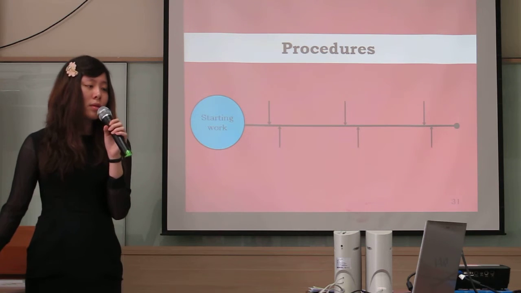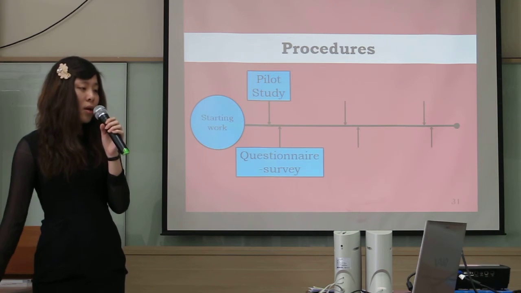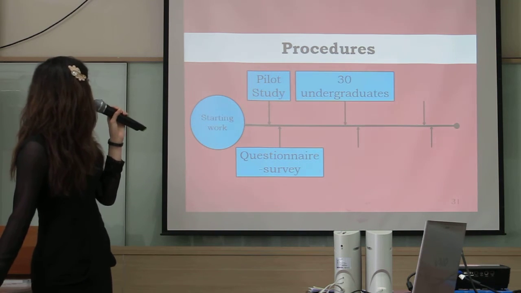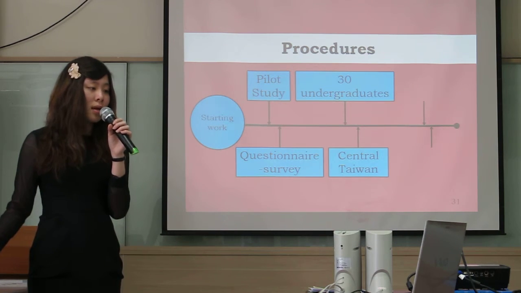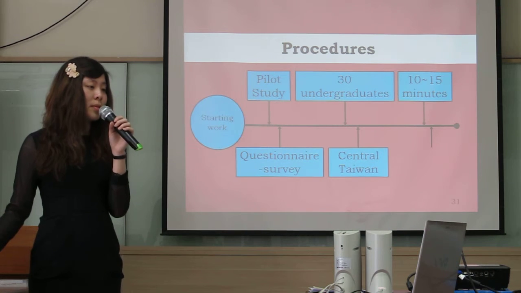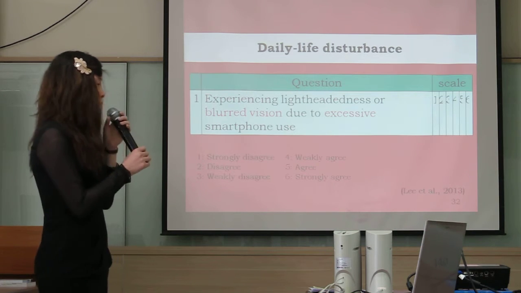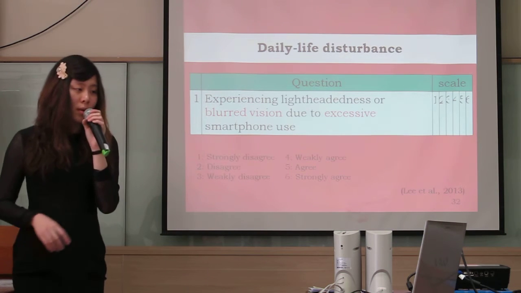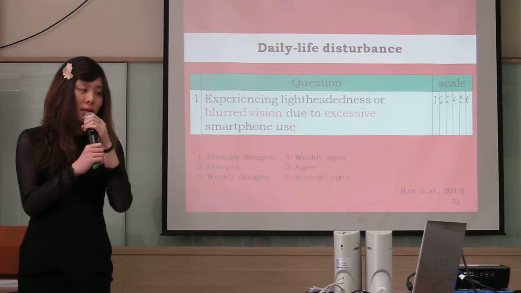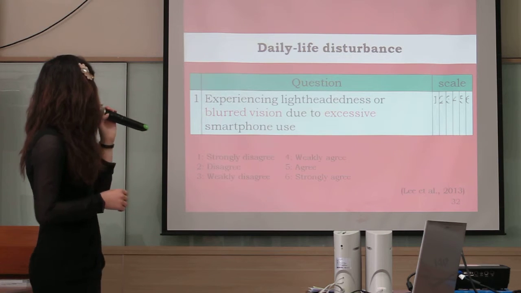Procedure. This study is going to do a pilot study and will do questionnaire survey, collect 30 undergraduates in central Taiwan. The questionnaire survey will cost them 10 to 15 minutes, and finally we'll do the data collection. And this is instrument from smartphone addiction, and I show some examples of 6 variables. First is daily life disturbance, for example, you feel dizziness due to excessive smartphone use.